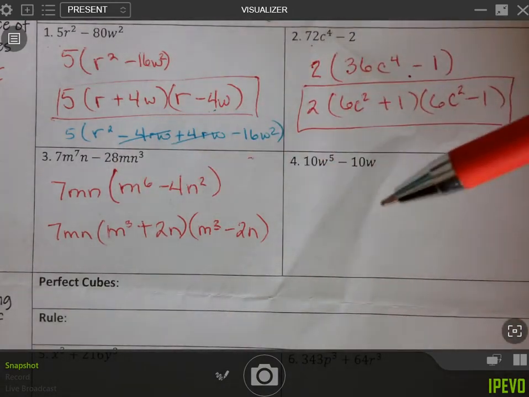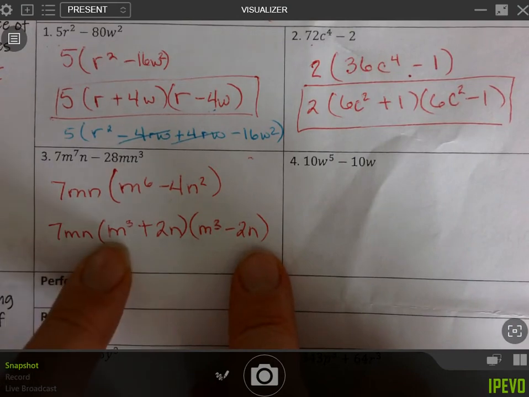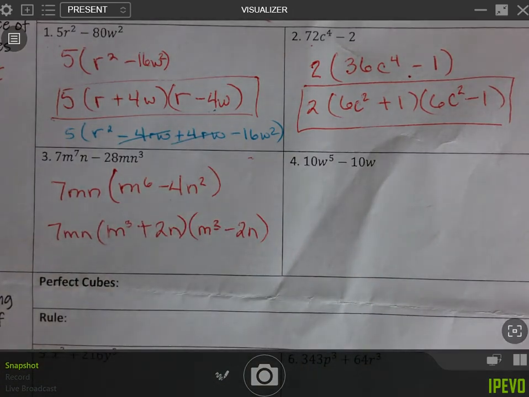There's your first m to the 6. There's your last -4n squared. The outside, if you're interested in looking at that, would be -2m to the third n, and this would be a positive. So we have the same thing, but one positive, one negative in the middle. All right, you go ahead and try example 4.